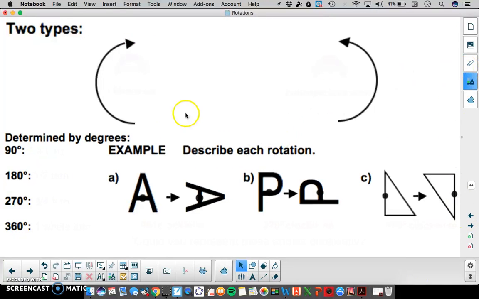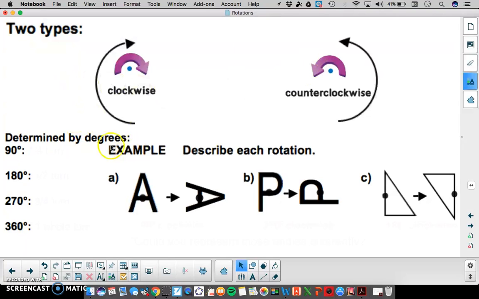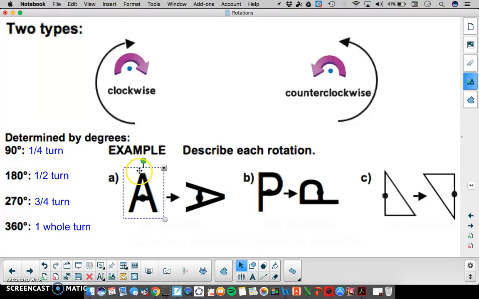We have two types of rotations, clockwise and counterclockwise. We determine the amount of the rotation based on the amount of degrees that we're going to turn. So our four basic rotations are going to be 90 degrees, 180, 270, and 360. 90 is 1/4 of a turn, 180 is half of a turn, 270 is 3/4 of a turn, and 360 is one whole turn.